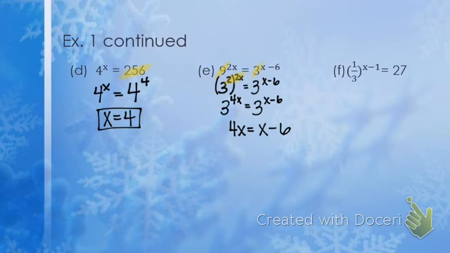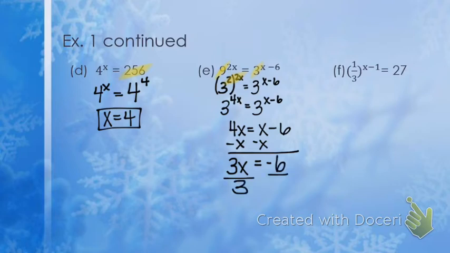Seth, what do you do first to solve this equation? Subtract x from both sides. What's 4x minus x? Anyone? What's 4x minus x? 3x, and it equals? 4x minus x is 3x. It equals negative 6. Divide both sides by 3, and x equals negative 2.